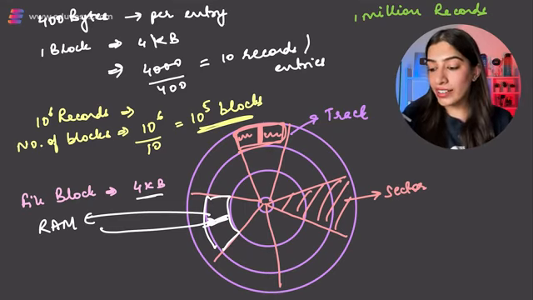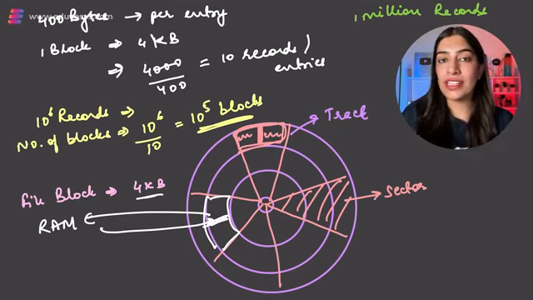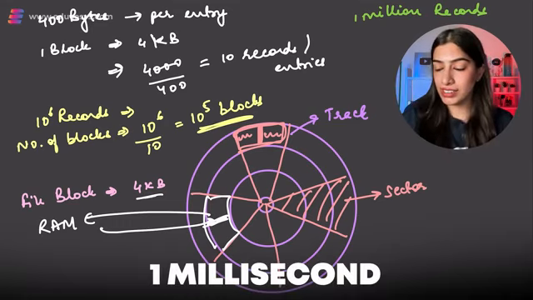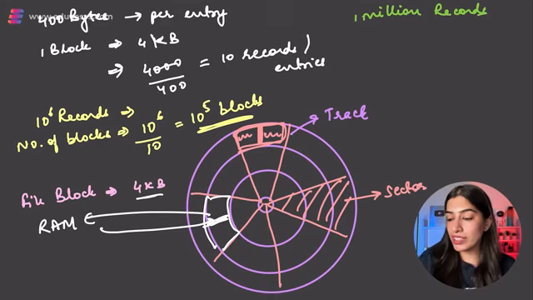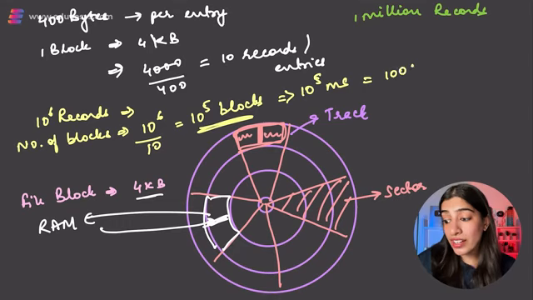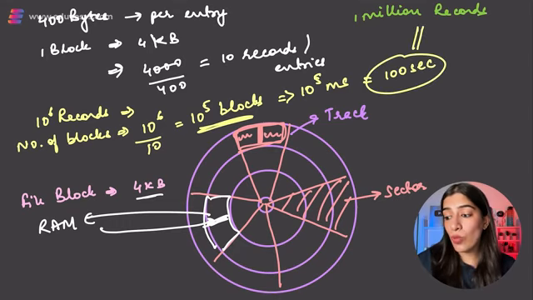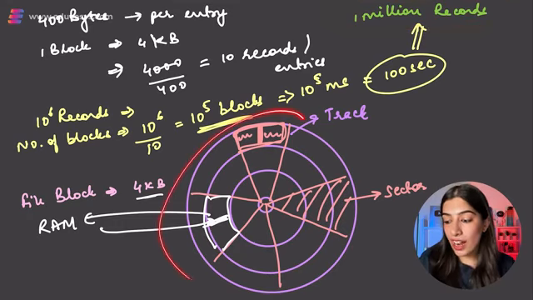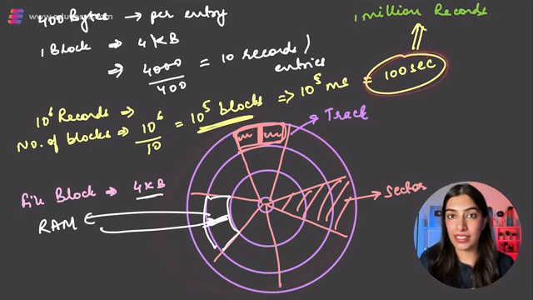We said that in a hard disk, one IO operation takes, say, 1 millisecond. It can also take 10 milliseconds, but let's say 1 millisecond. That means this is going to take 10 power 5 milliseconds, which is 100 seconds to read 1 million records, which is huge. So just to read 1 million records from the hard disk, we would take 100 seconds. We should obviously try to make this better. That is the problem we are trying to solve.